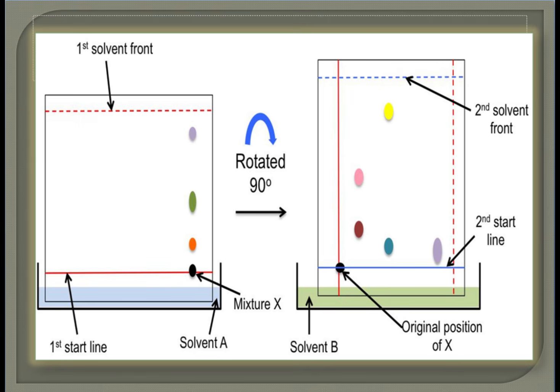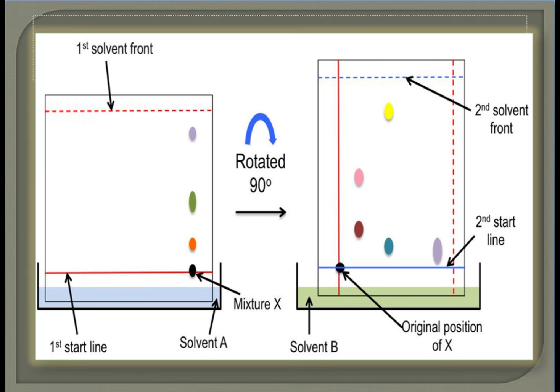After drying, the paper is rotated 90 degrees. On the right, the paper is now placed in solvent B. The second start line becomes the new bottom. The solvent moves again, this time in a horizontal direction, up to the second solvent front. Because of the second solvent, the spots that were in one line now spread out into different positions.